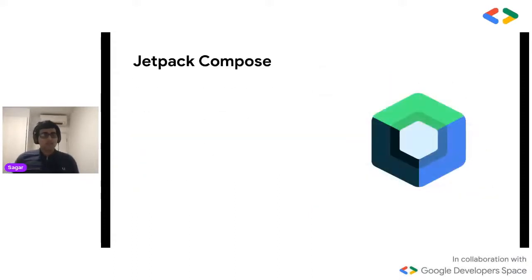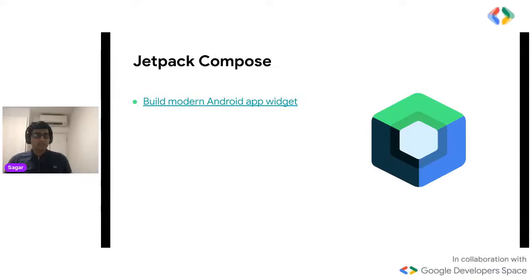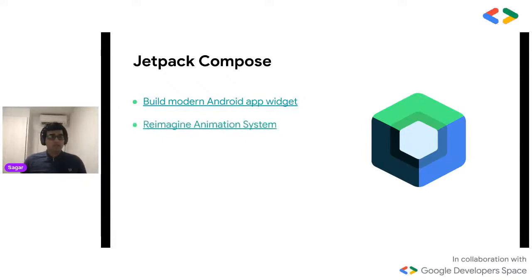So let's see what we saw in Jetpack Compose. We introduced several new features and a guide to incorporate them in your app. So let's take a look at some of them. We introduced widgets. We build modern app widgets, covering widget improvements in Android 12, and better tooling. In the animation talk, we will focus on Animation Reimagined, which introduces the brand new Animation API and how to use it.